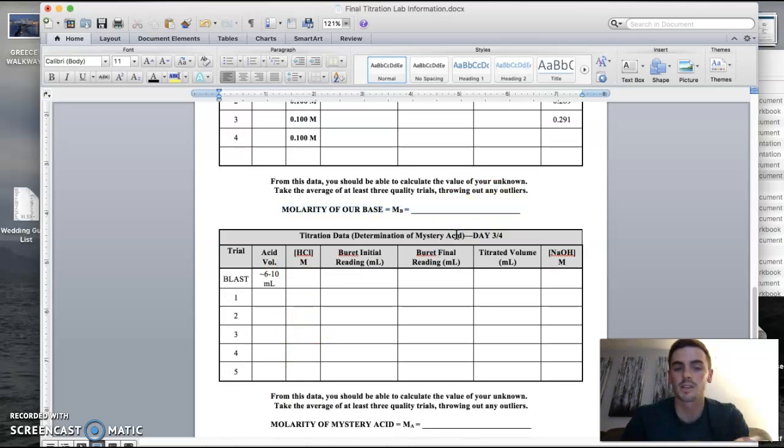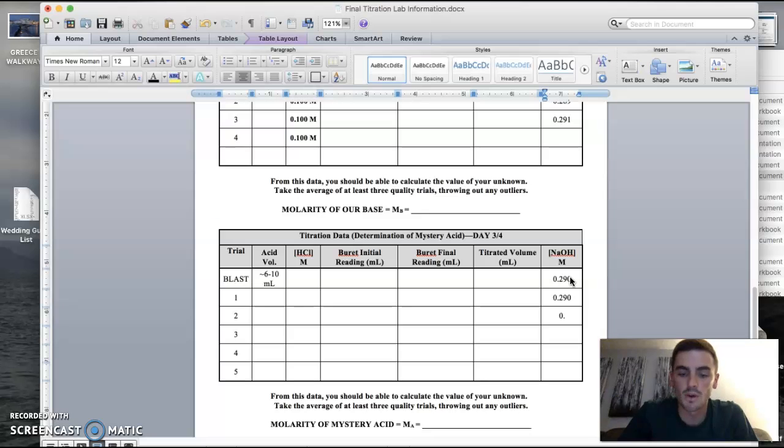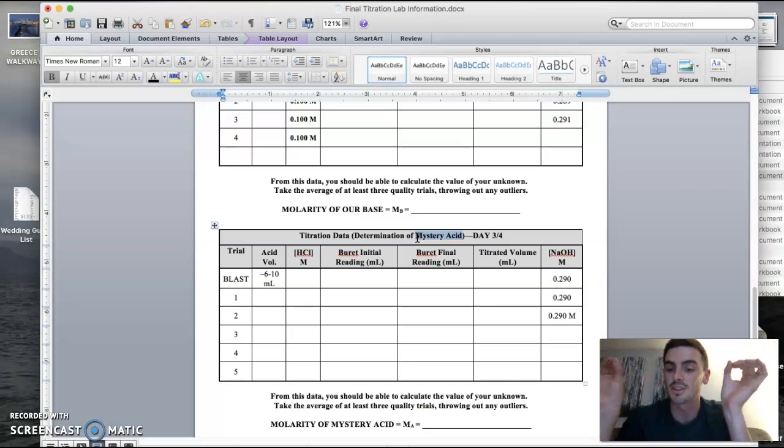So literally, as you go into today, it is the same exact stuff. You're filling the burette, you're reading it to the 100th place, you're doing everything the exact same. The only difference is that now you guys know the molarity of your base and you're finding the concentration of the mystery acid, which is HCl. So it'll be the same exact thing.